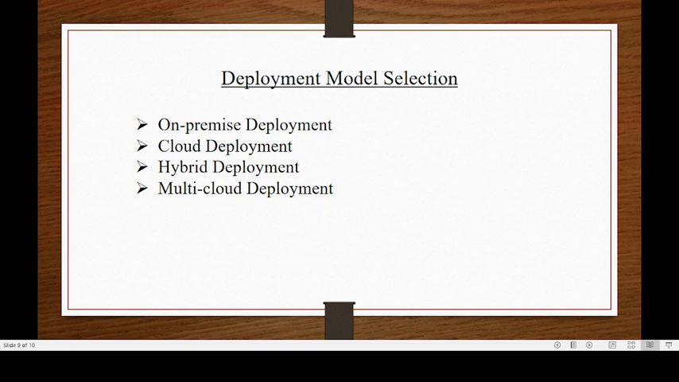The choice of deployment model depends on various factors, that is, business needs, budget, compliance requirements, and technical capabilities. The key to successful deployment model selection is aligning the model with your organization's strategic objectives and operational needs. That's all about deployment models.